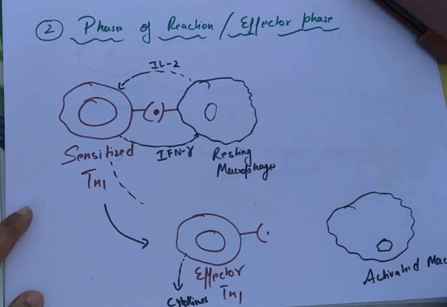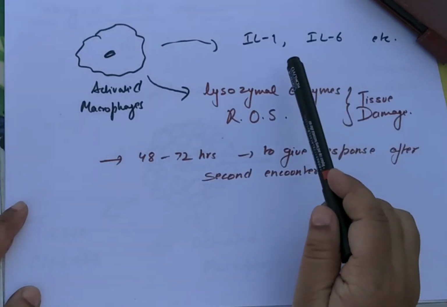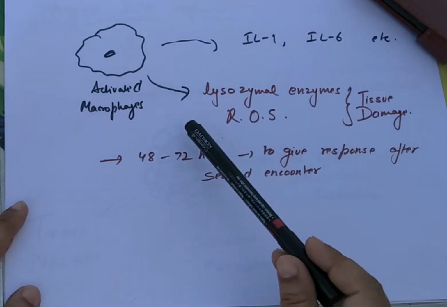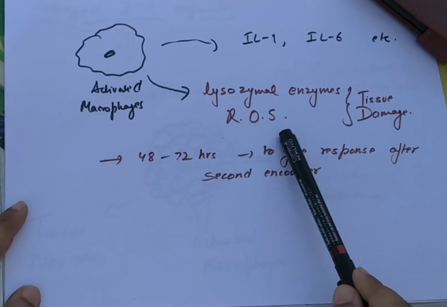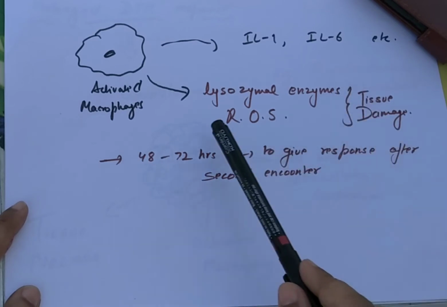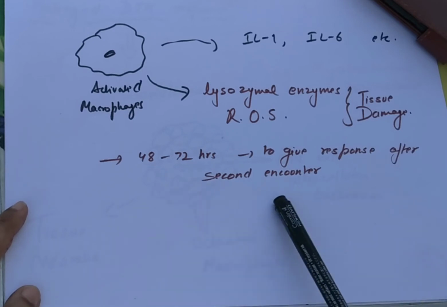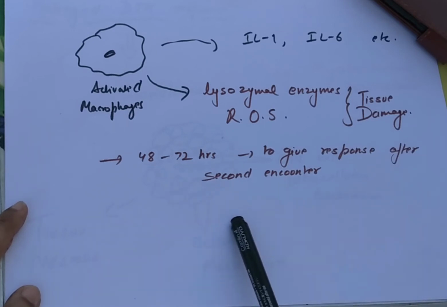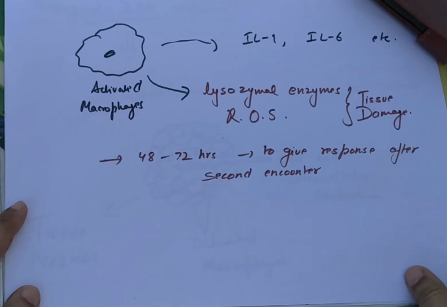What happens when these macrophages become activated? They release different types of interleukins like 1, 6, and many others. Plus they release some lysosomal enzymes and reactive oxygen species, which cause tissue damage. This response comes 48 to 72 hours after the second encounter. That is why this type of hypersensitive response is called a delayed response, because it takes a long time to surface. So this is delayed type hypersensitivity.